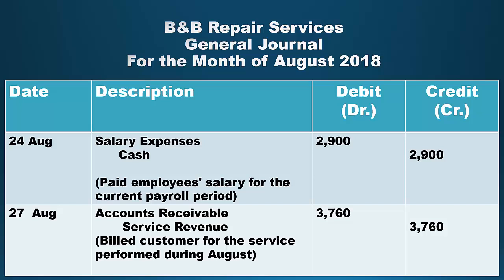August 27th, billing customers for services performed. Step 1. Review the journal entry. On August 27, the company billed customers $3,760 for services they performed during August. The customers haven't paid yet, so the amount is recorded as accounts receivable. The journal entry for this transaction was debit accounts receivable, $3,760, credit service revenue, $3,760. This means we'll need to post to the accounts receivable ledger and the service revenue ledger.